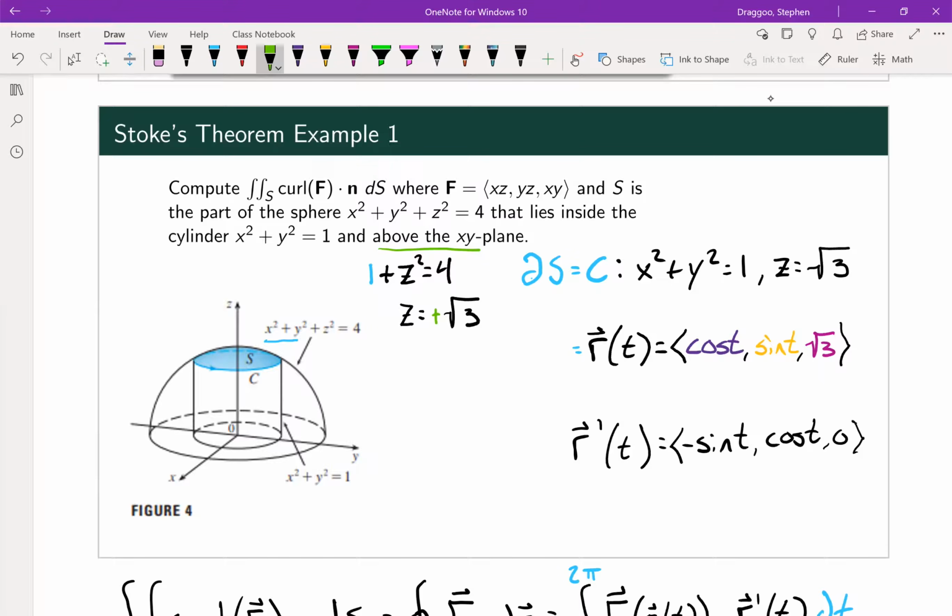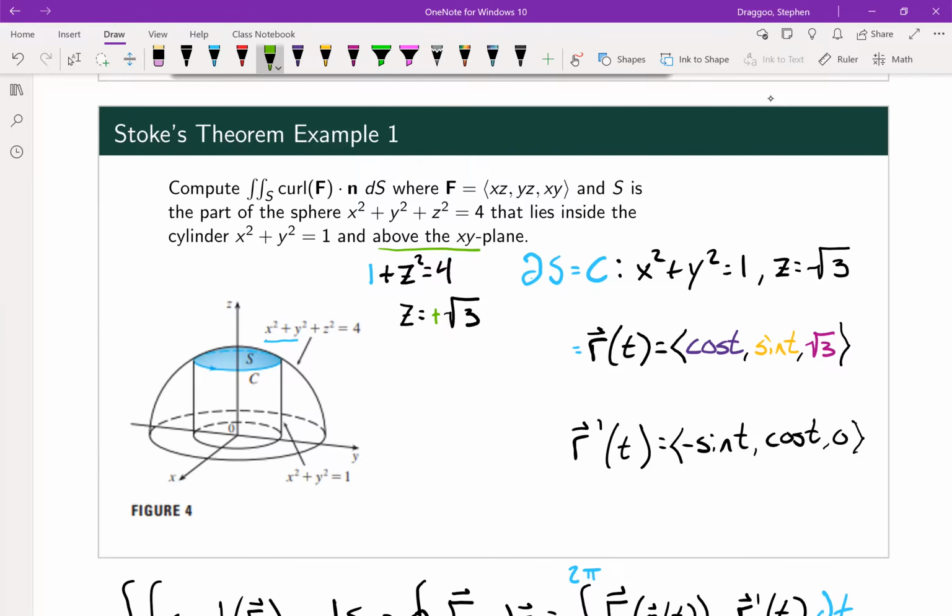I have two equations, one for a sphere, one for a cylinder, and if I want the boundary, that means I want the intersection of those two surfaces. So if we combine those two, I know that x squared plus y squared is 1, which means I get the equation 1 plus z squared equals 4. Subtract 1, take the square root of both sides, and we get z equals plus or minus the square root of 3. But again, we're going to want to take the positive square root of 3 because we wanted the part that was above the xy plane.